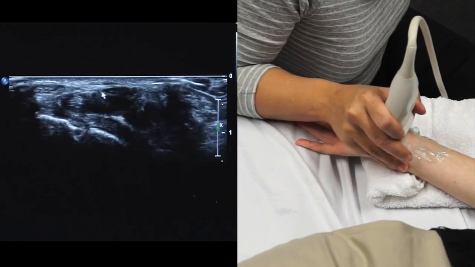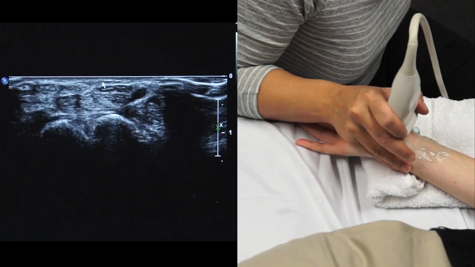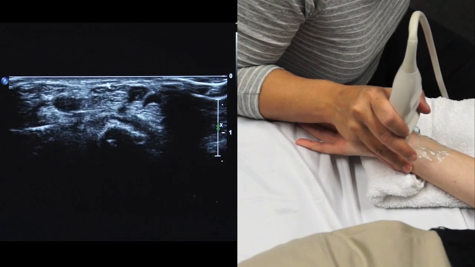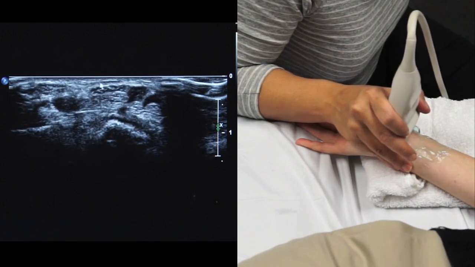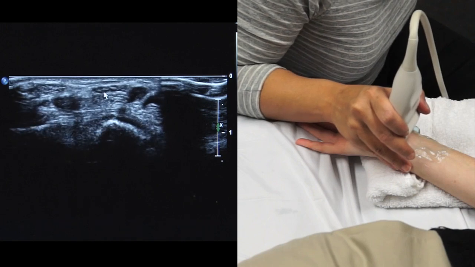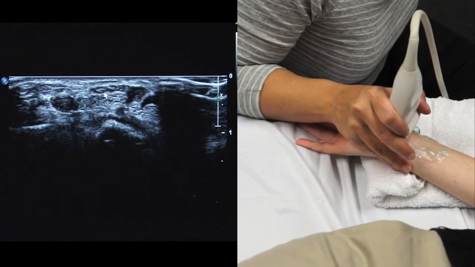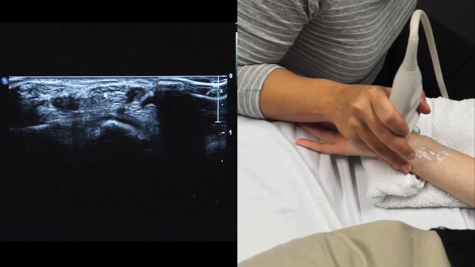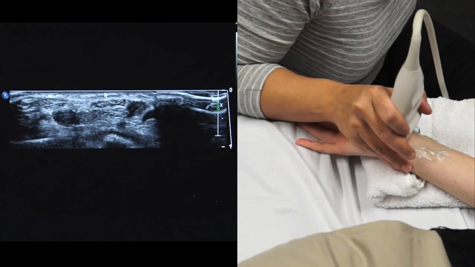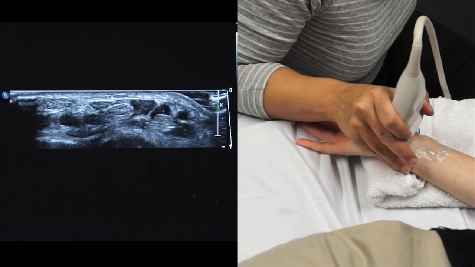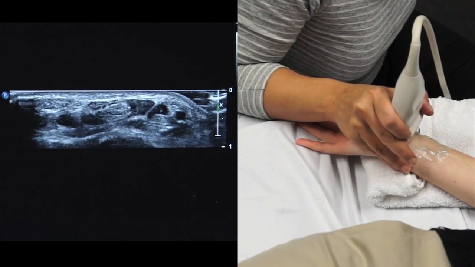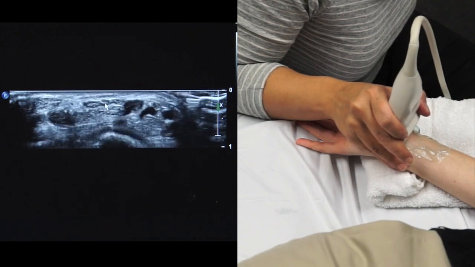And there's another structure which is very thin in this patient, which is the palmaris longus tendon. It's this pancake structure right here. I'm going to move the focus to that area. You can even decrease the depth. You can see that it's a very thin slip sitting just superficial to the median nerve.